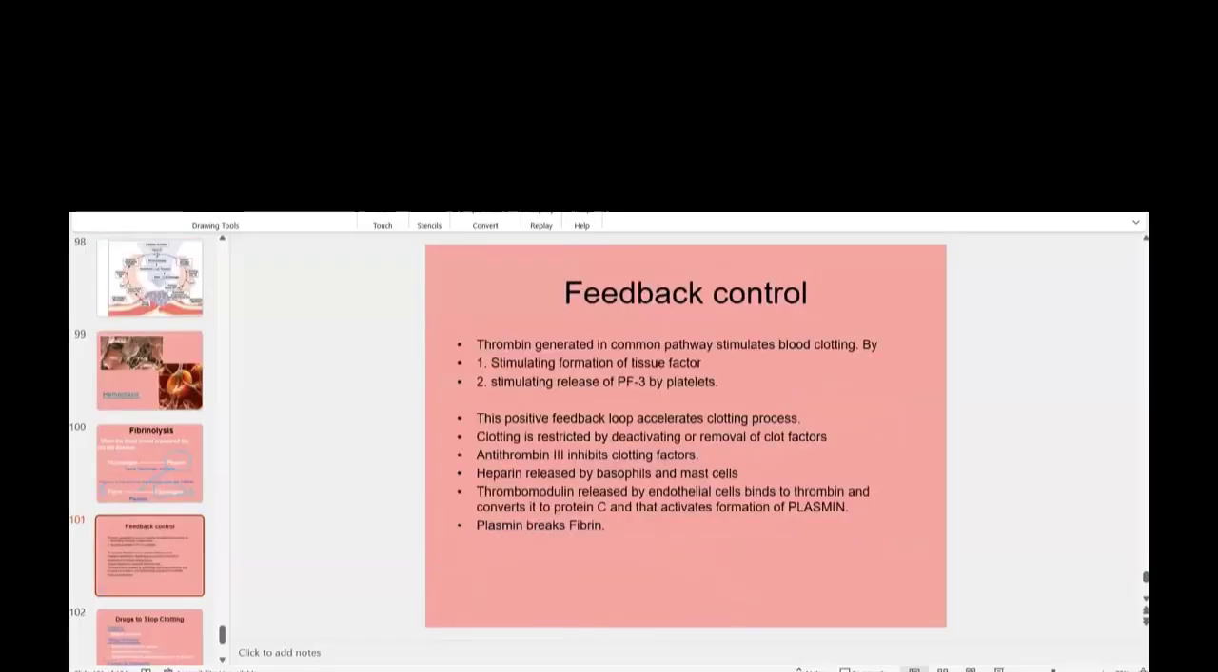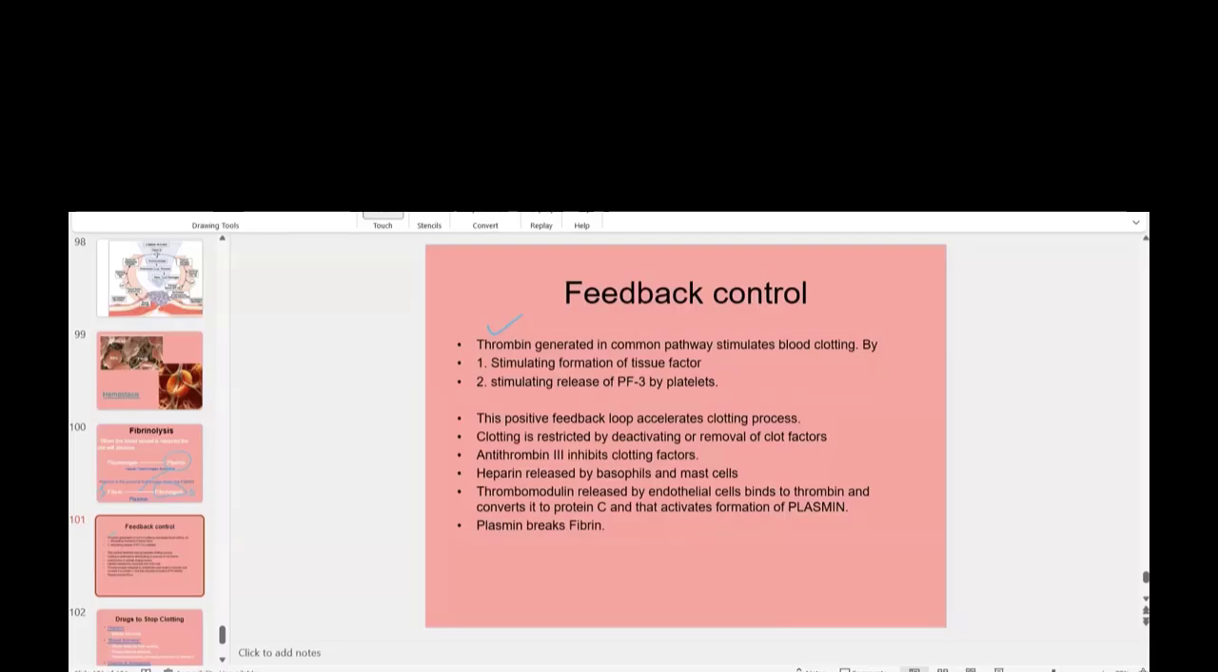Now, feedback control. Thrombin generated in the common pathway stimulates the blood clotting. So we see the king of all of these processes is thrombin. We cannot do the clotting without thrombin. It stimulates the formation of tissue factor and the release of platelet factor 3 by platelets. And this positive feedback loop accelerates the clotting process. So it keeps happening as a loop, reinforcing the mechanism. Positive feedback means it is reinforcing the entire mechanism.